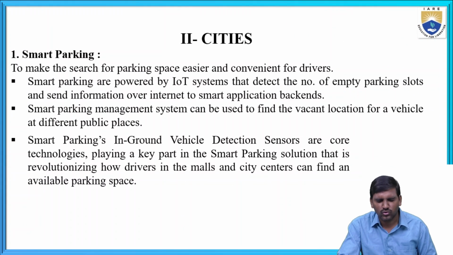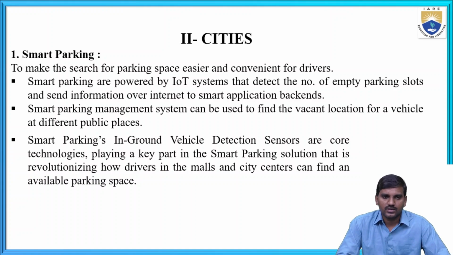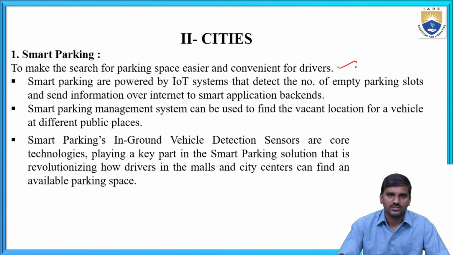Home automation is the first one. The second one is smart cities. Under smart cities, we have smart parking. For example, if you want to go to a shopping mall or wherever, there may be a traffic area. Before going there, first you have to identify whether parking slots are available or not. You can identify that with the help of a smart parking system, which makes the search for parking space easier and more convenient for drivers. So this is used by drivers, those who are driving the vehicle.